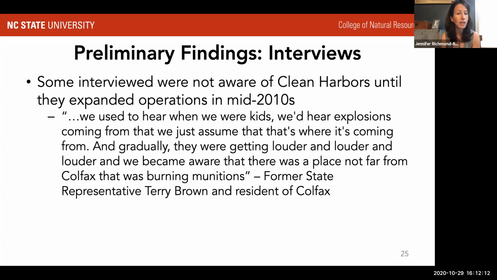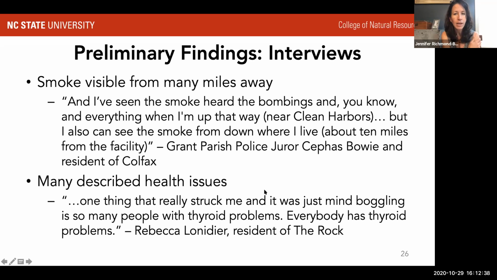So what he's talking about is how the company started slowly expanding their operations. They weren't really aware of it until in the mid-2010s, when all of a sudden, all of this waste was coming in from Camp Minden, from that closed military facility. And then they really started operating much more frequently and loudly, and it became this very prominent disturbance. Smoke was visible from many miles away.